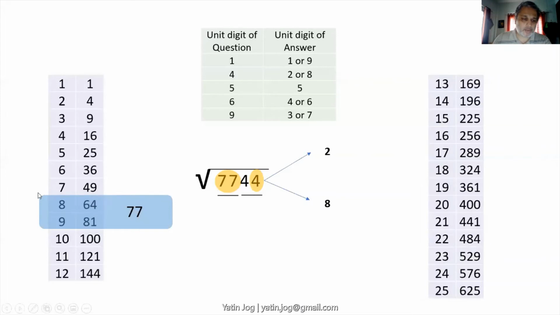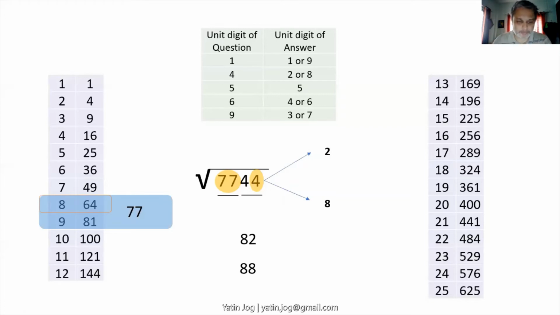Now step number 3: when you find that your second group is between 2 numbers, in this case 64 and 81, always consider the floor value, the lower value. In this case it is 8. It is also called the floor value in mathematics. So this is 8. Because I know the unit digit has to be either 2 or 8, and the tens digit has to be 8, my answer has to be either 82 or 88.